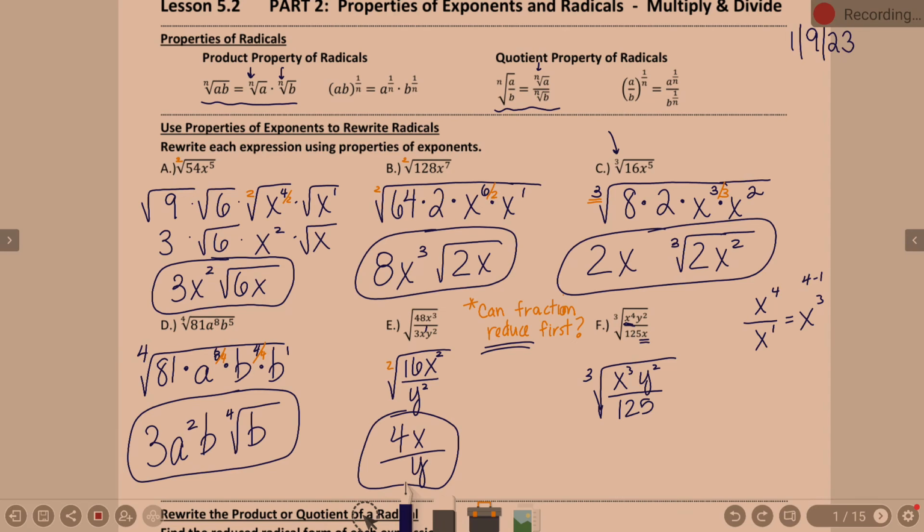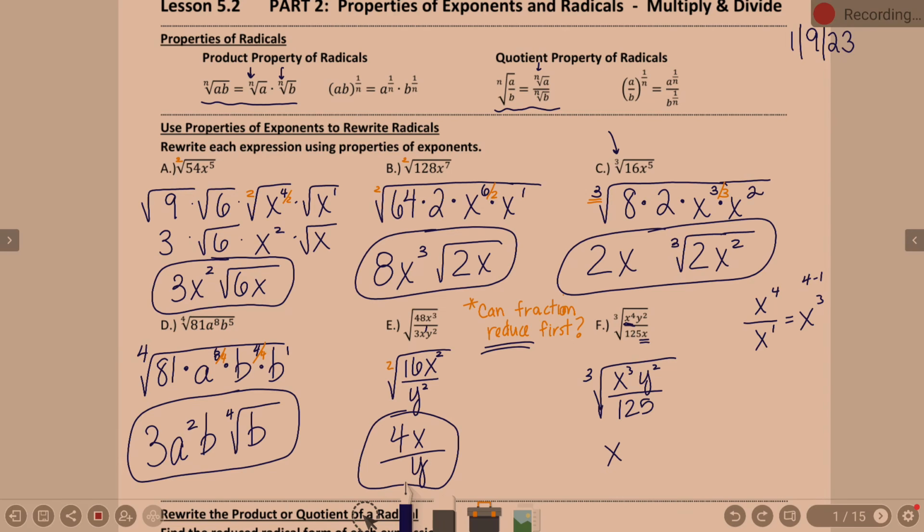Okay, can I take the cube root of x cubed? x. Why x? Because it's 3 divided by 3, which is x to the first.